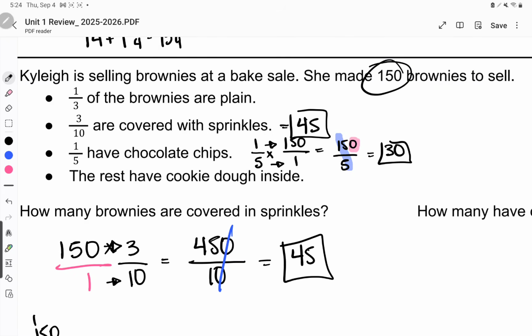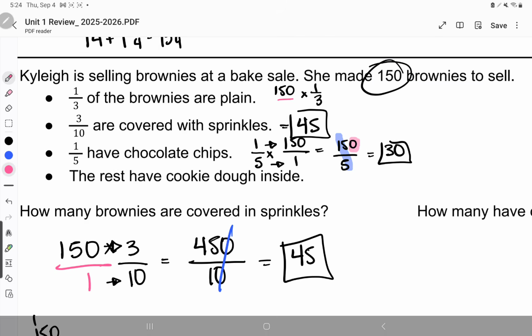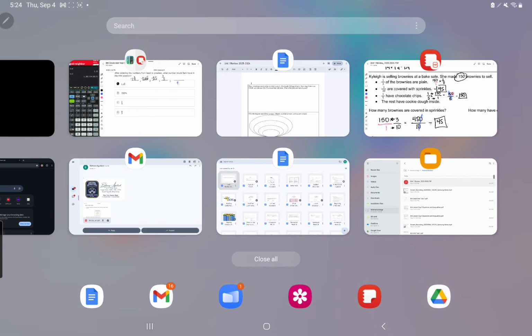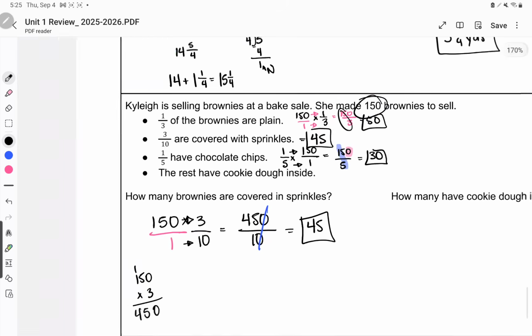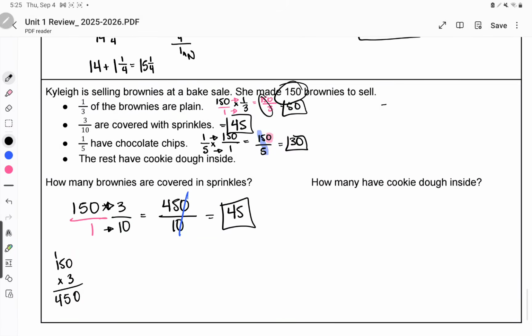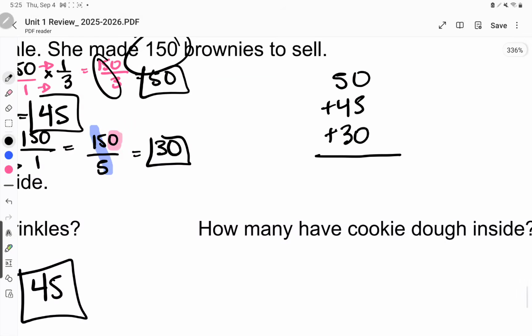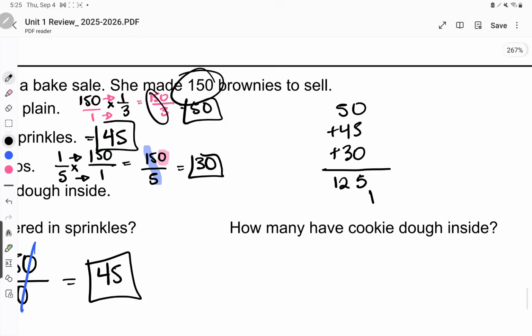And then we know that a third of them are plain. So we say 150 times 1/3. Put a 1 under it. Oh my goodness. 150 times 1 is 150. 1 times 3 is 3. 150 divided by 3. 15 divided by 3 gives us 5. Tack on that 0. So we know that 50 plus 45 plus 30 do not have cookie dough inside them. So that gives us 125 don't have cookie dough.